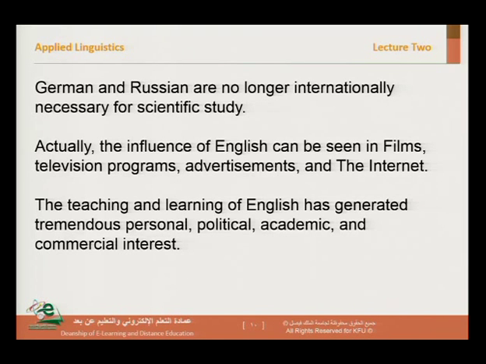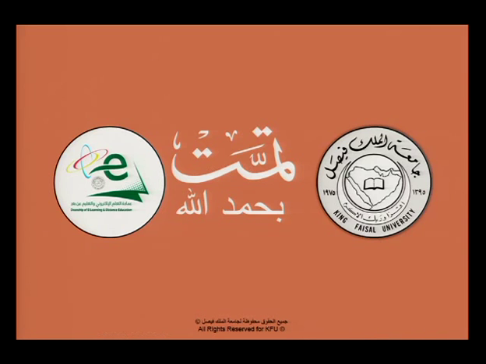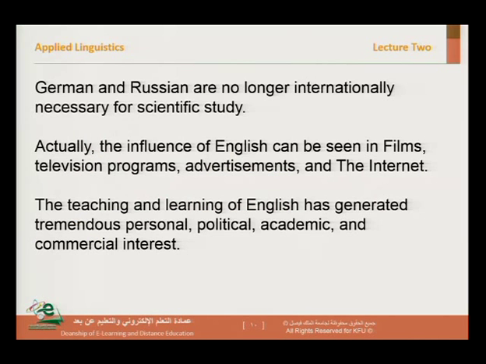The teaching and learning of English has generated tremendous personal, political, academic and commercial interest, because English has become dominant in the world. People have to learn it, because it is the language of Facebook. It is the language of, for example, Instagram and Twitter. You've got to learn it. Even the icons, sometimes they allow you to write in Arabic, but the icons are in English. The names of the icons, or when you click on one item here and there, it is written in English. Most of the things that we do are in English.